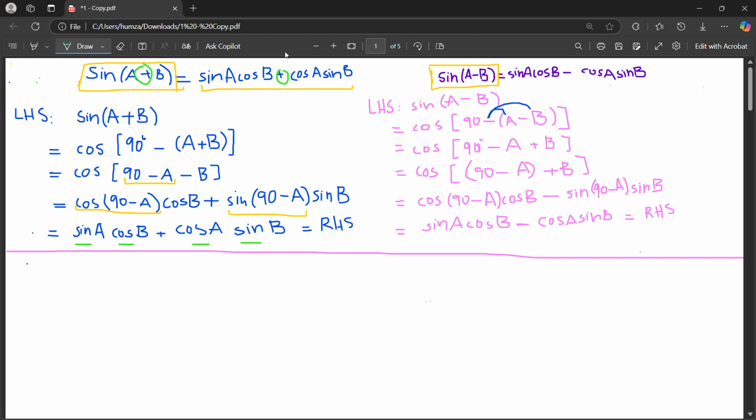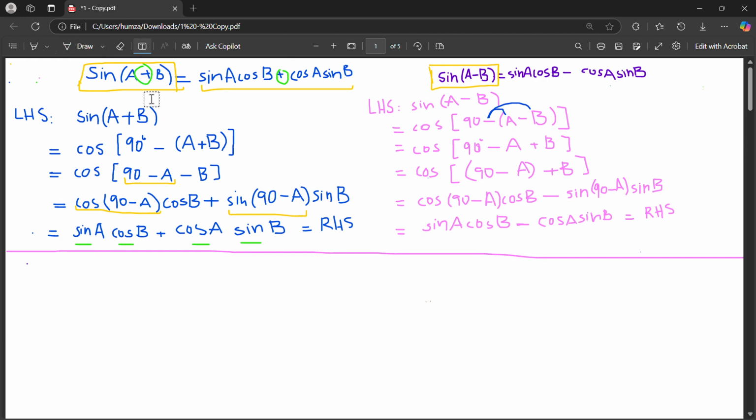Then another type of formula which is present in your formula sheet is your sin 2A, which is equal to 2 sin A cos A, and then we have another compound angle, your sin A plus B, and your cos A plus B, and your cos 2A, which could be equal to cos squared A minus sin squared A, or 1 minus 2 sin squared A, or 2 cos squared A minus 1. Now we have a question.